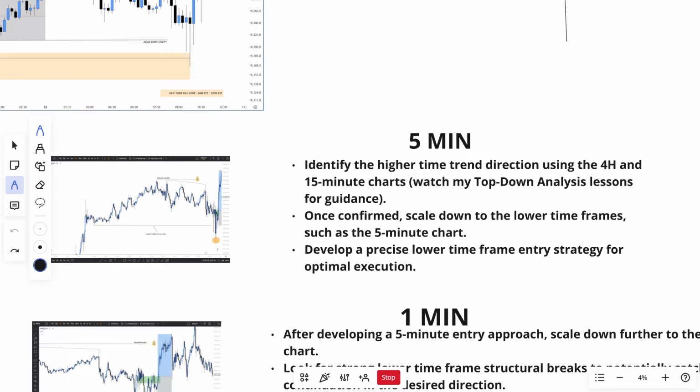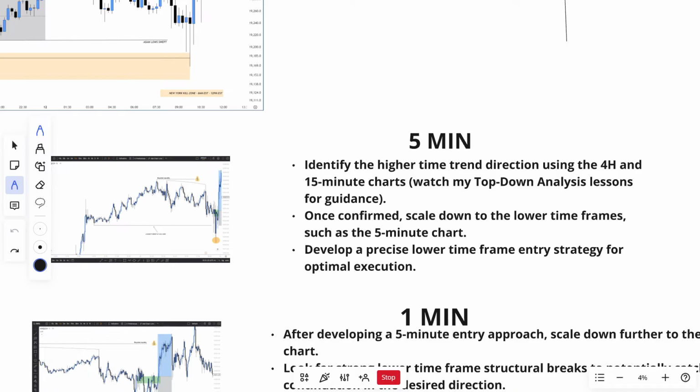Perfect. And now for our, and this is where a lot of people mess up and it gets tricky. As you guys can see right here, the 5 minute time frame is the first time frame I go down to when I'm looking for an entry. On the 5 minute time frame, the first thing we have to do is identify the higher time frame trend by using the 4-hour and the 15-minute charts. So if you haven't already, make sure you watch my top down analysis lesson for more guidance on how to go from the 4-hour to the 15-minute time frames and do a proper top down analysis. I have multiple lessons on my channel.